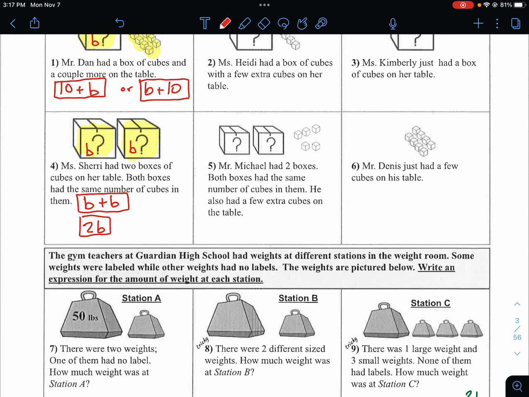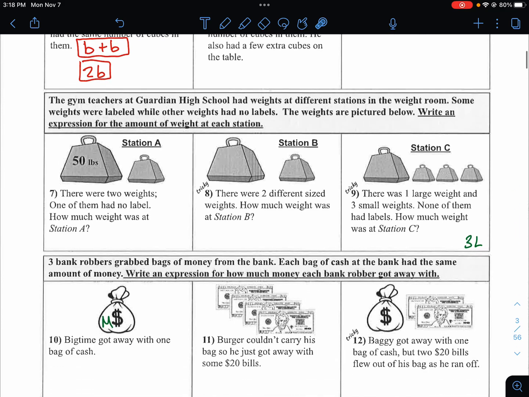Can you also technically write b2? Yeah, technically that means b times 2, but when mathematicians write it, they normally put the number or the coefficient in front of the variable, not after. So you could either say it's b plus b, so this plus this, or 2 of these, so 2 times the number that's in a box. See if you can do the rest. Let's go to the next section.